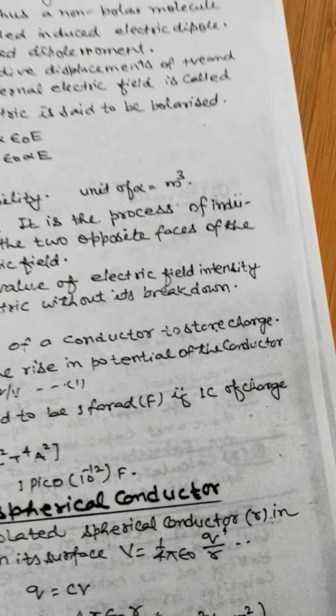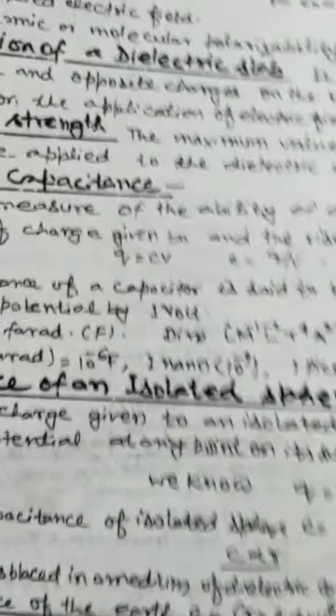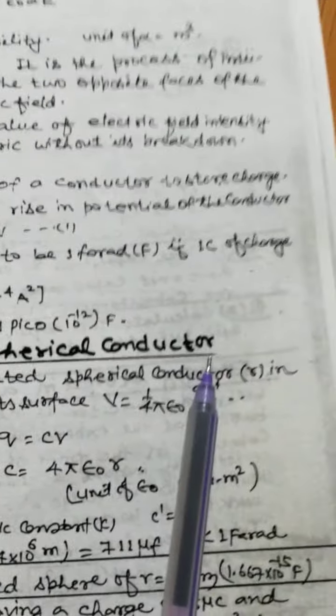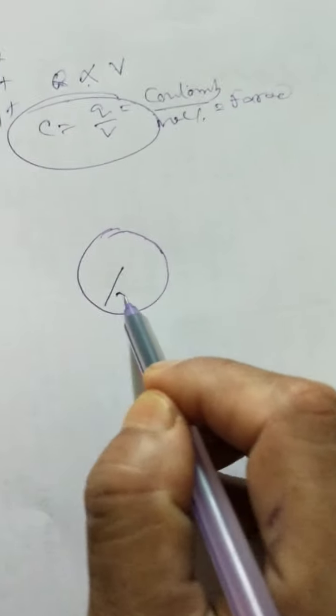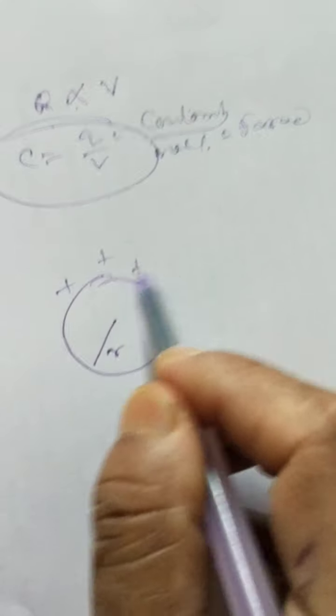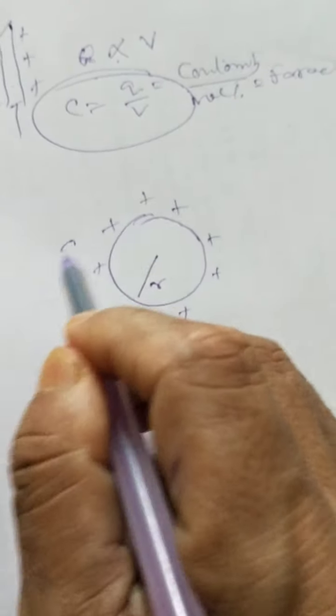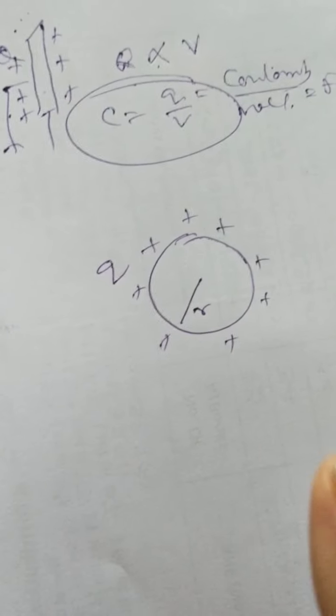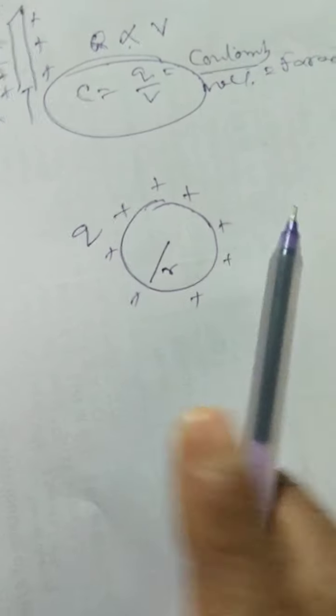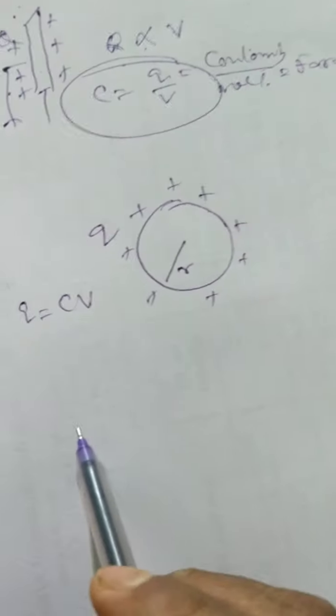Now here, C is equal to Q by V. Our next topic is, suppose I want to find the capacitance of an isolated spherical conductor. Let us suppose this is the conductor, let its radius be small r and the charge given to it is Q. Now my problem is to find its capacitance C. We know Q is equal to CV.